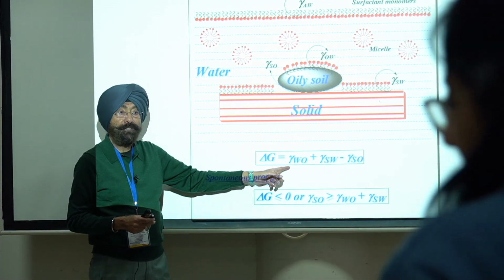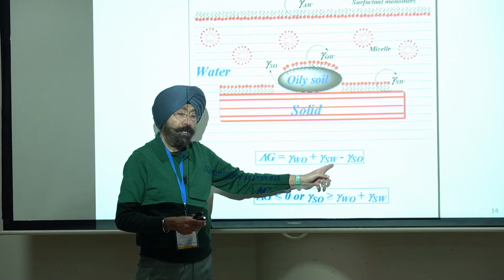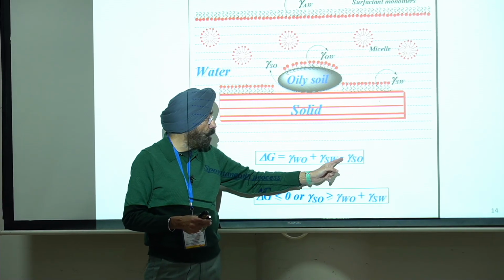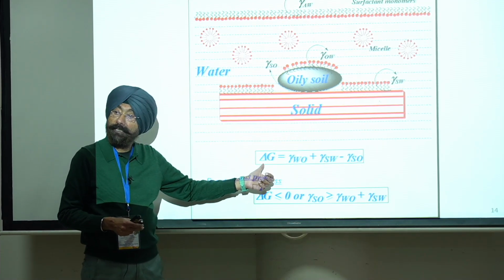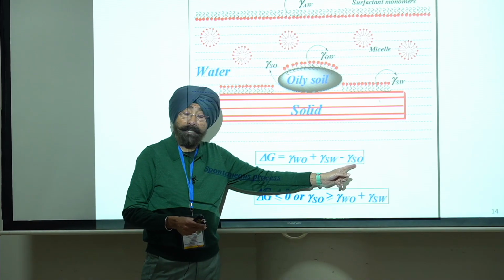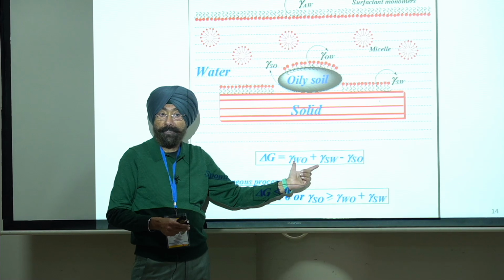The one is the interfacial tension between water and oil, solid and water, and solid and oil. This term is negative, the other two are positive. So in order to make delta G 0 or negative, you have to have this term predominantly higher than the summation of these two terms, right?